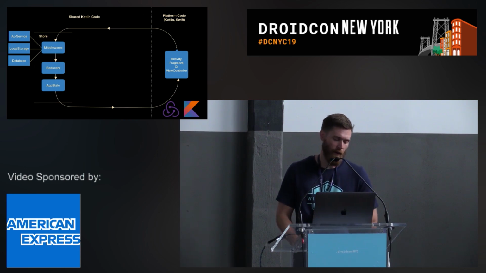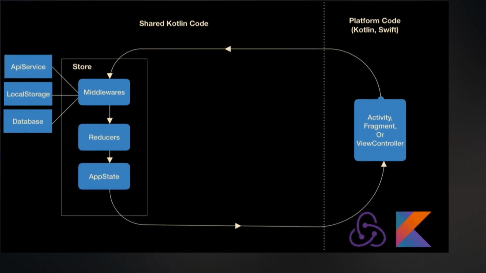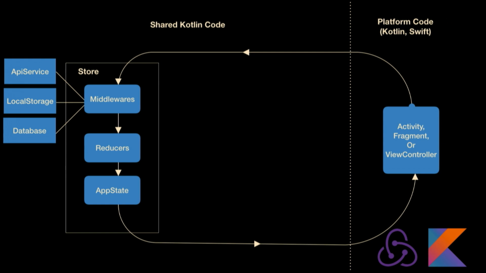All right, so how can we architect a multi-platform app using Redux? This diagram shows the most basic way. Everything on the left of the dotted line is written in shared Kotlin. This includes the store with its reducers, middleware, actions, and the app state.